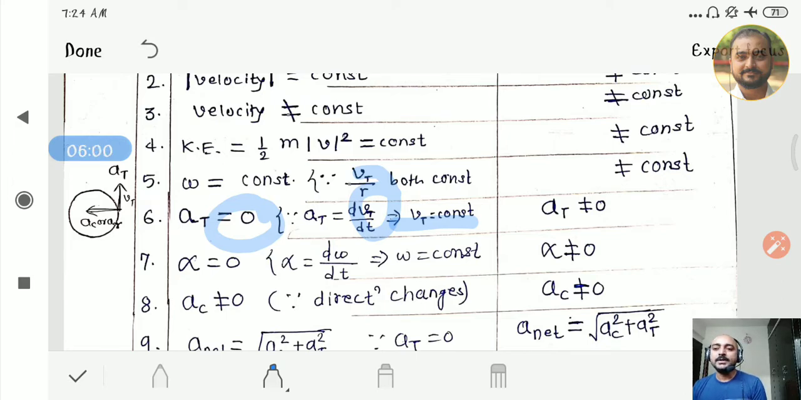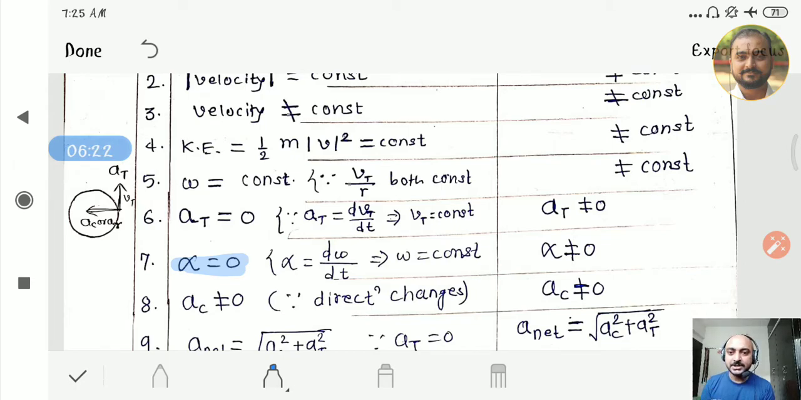The same thing we can apply for alpha equal to 0. What is alpha? Alpha is the angular acceleration, and this angular acceleration is defined as the rate of change of angular velocity.